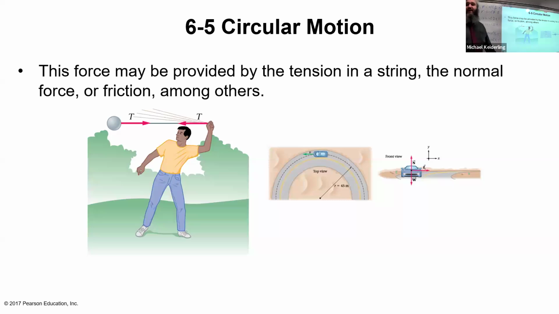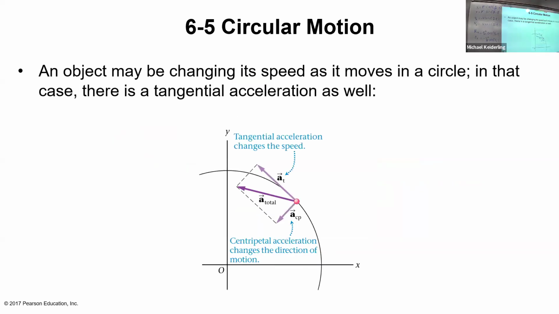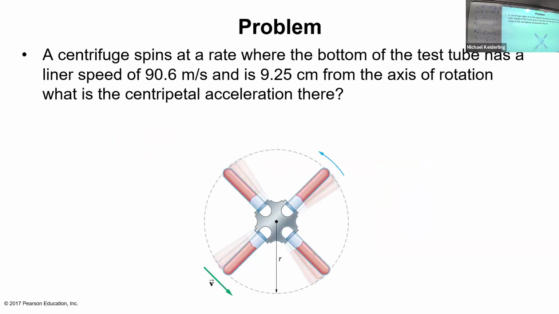The force can be provided by tension in a string, the normal force, friction, or other. And of course, the centripetal acceleration is v squared over r. These are some examples. And if an object is changing its speed as it moves in a circle, then there's also a tangential acceleration, and you would combine them. There are not going to be any questions with tangential accelerations on the exam. Just so you know.